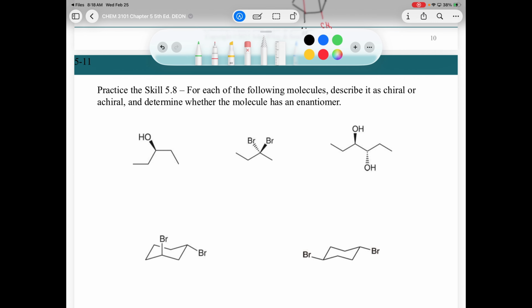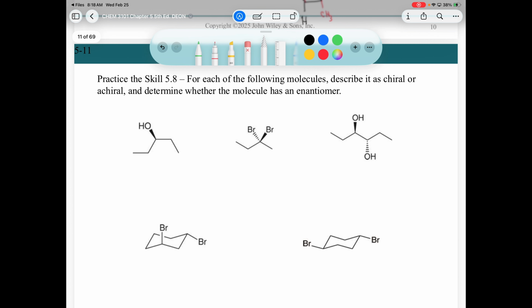So, practice the skill. 5.8, what's this question about? For each of the following molecules, describe it as chiral or achiral and determine whether the molecule has an enantiomer or not. So I don't know if we're going to do all these because some of these are tricky. We might have to come back to them later. But let's just start with the first compound.